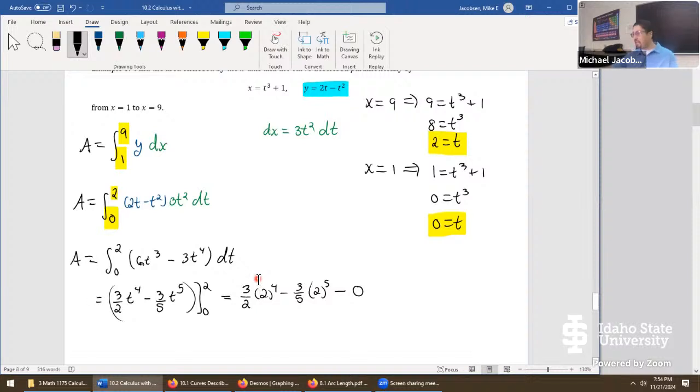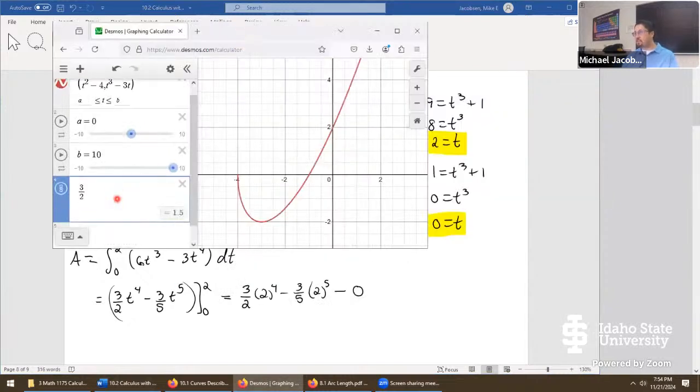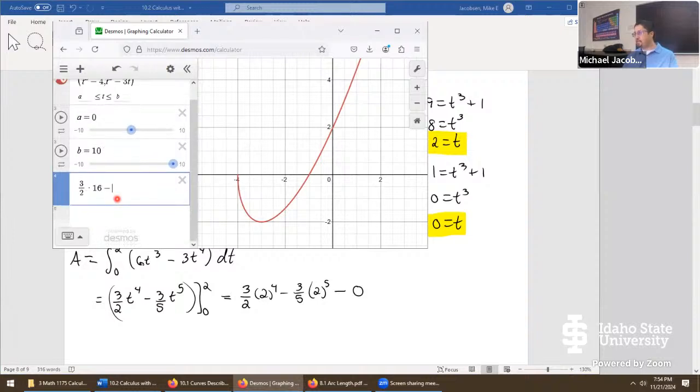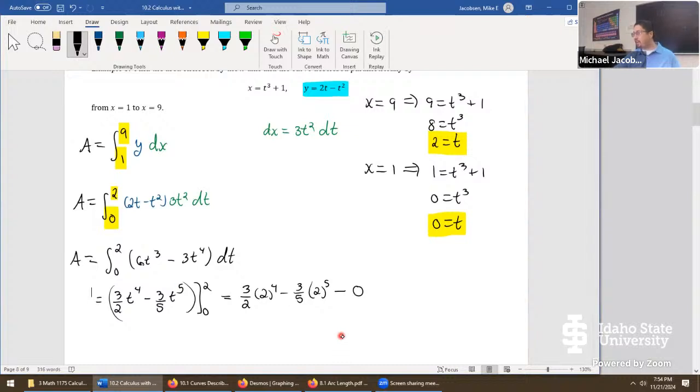That looks like kind of an annoying computation because of this part right here. So let's make Desmos do some hard work for us. So 3/2 times 16 minus 3/5 times 32 gives us 4.8. Or this is a trick that Bryson showed us the other day. Click on this and you will have 24/5. But they're both exact figures, so it's up to how you'd like to format your answer. I'll go with the decimal value and say the area is 4.8 units squared.